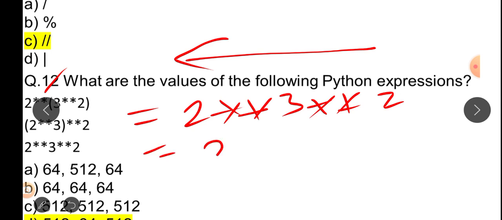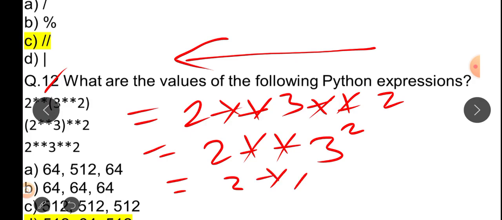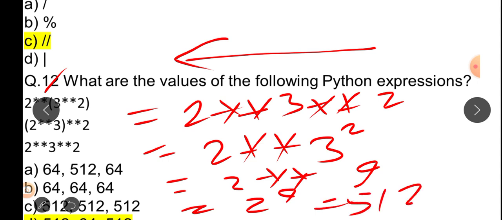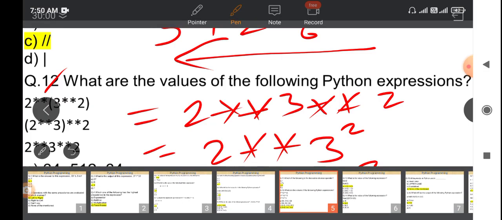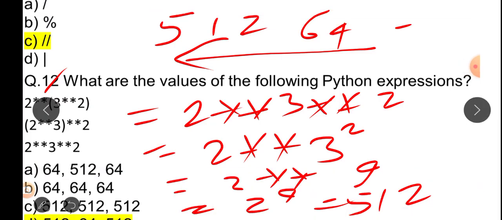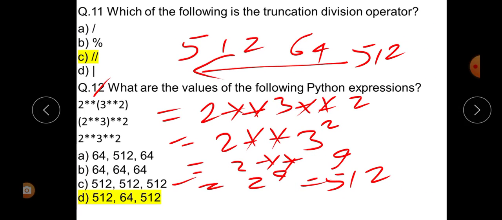So first of all, this part will be solved. This means 3 power 2, and 3 power 2, as we know, is equal to 9. Now 2 double star 9 means 2 power 9, which is equivalent to 512. So our answers are 512, 64, and then the last part again 512. It means that the fourth option is correct. I will show you the fourth option. Now you can easily see on the screen that the fourth is the correct option.